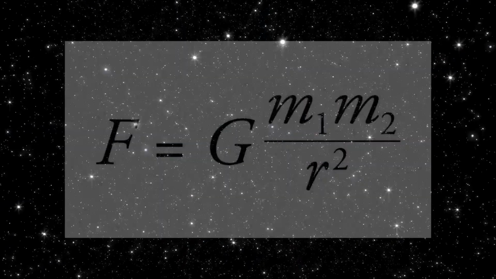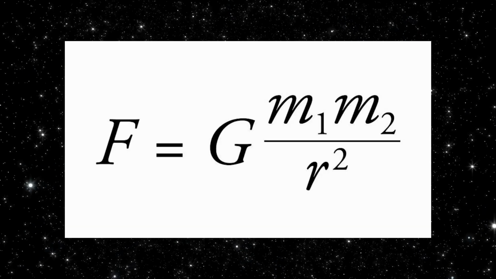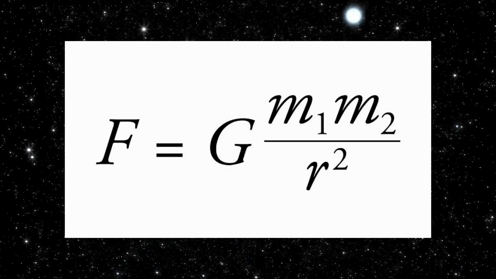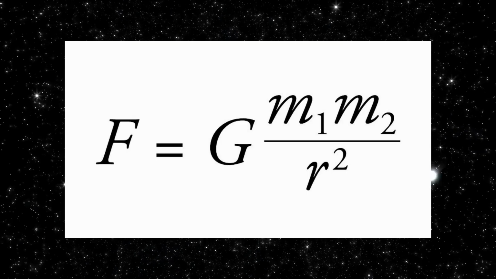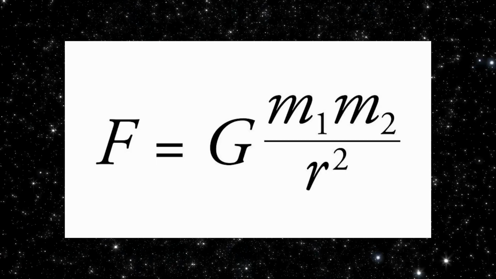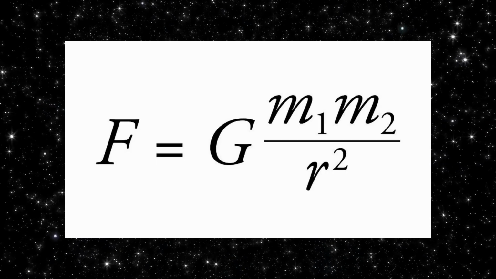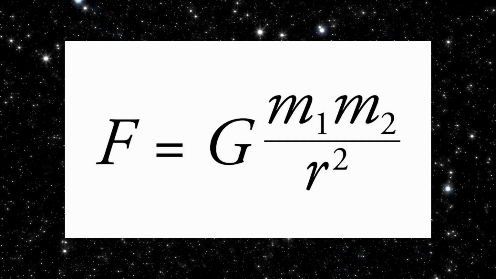Newton's law of universal gravitation tells us that the gravitational force equals G, Newton's gravitational constant, times mass 1 times mass 2 divided by the square of the distance between them. But more practically, we can measure orbital speeds. When an object is orbiting something massive, the speed of that orbit tells us how much mass is pulling on it.